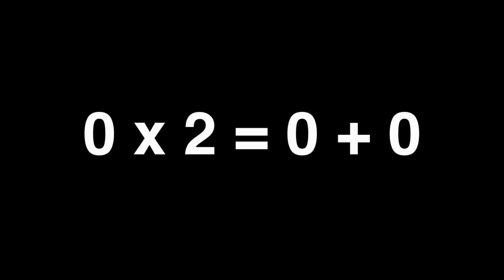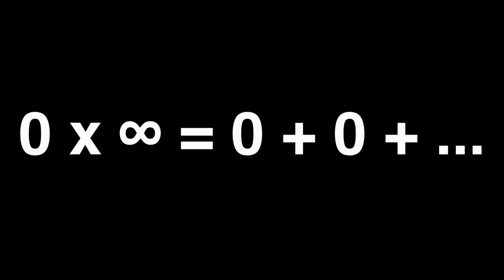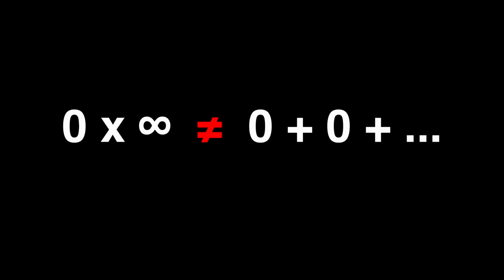And now for the second argument. Multiplication is just repeated addition, right? That's to say, 0 times 2 is 0 plus 0. 0 times 3 is 0 plus 0 plus 0. And so 0 times infinity is 0 plus 0 plus 0 plus dot dot dot. Turns out this is wrong, even though it makes a lot of intuitive sense. The reason it's wrong is pretty subtle.